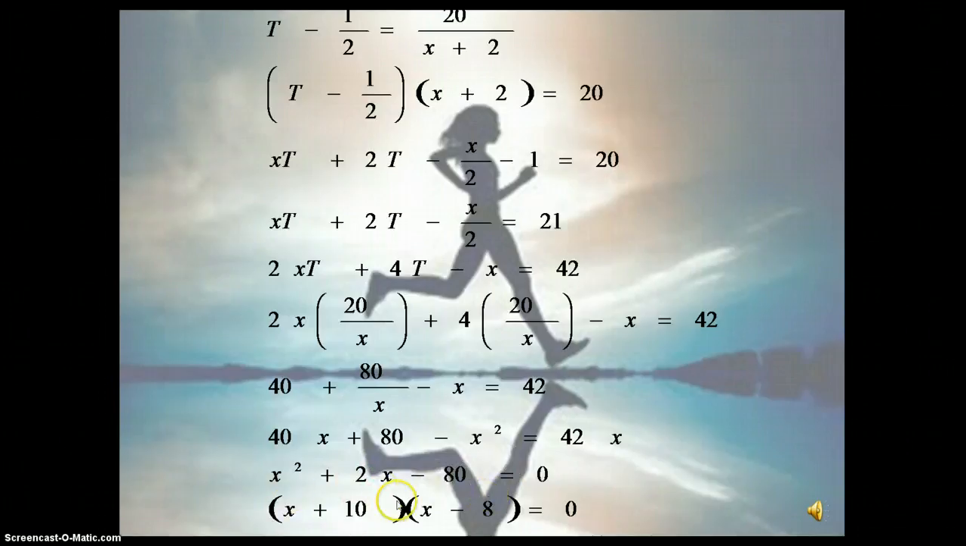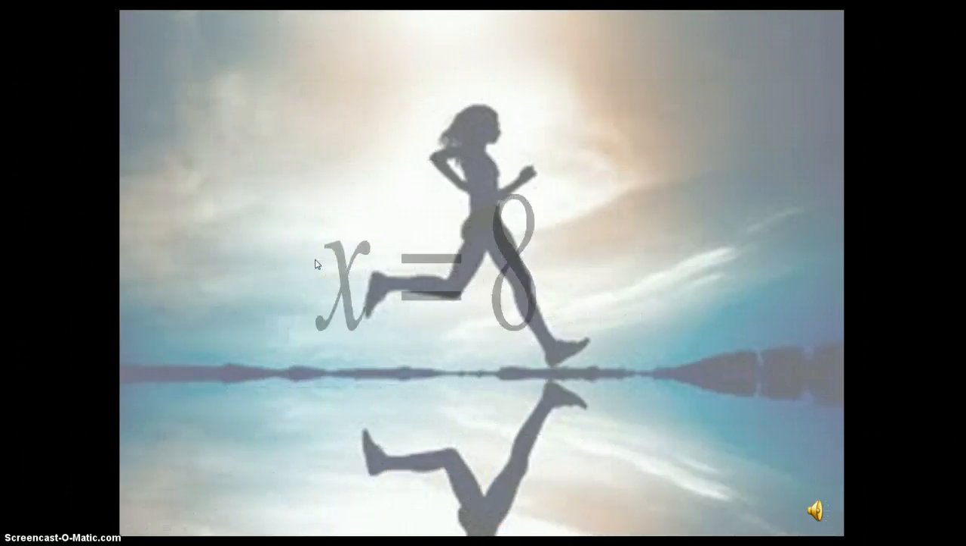Now, if we factorise this, we're going to have x plus 10 times x minus 8. And then setting each bracket to 0, we've either got x equals minus 10 or x equals 8. Now, we know that x can't equal minus 10 because Paul is not going jogging at minus 10 kilometers per hour, so x is going to have to equal 8 kilometers per hour.